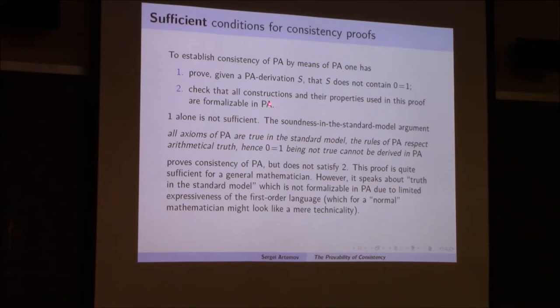One alone is not sufficient. What about 0 = 2 or some other contradiction? It's the same, they're all equivalent. But should you not have to prove that it does not contain all of the contradictions? One is good enough, because if you get one contradiction, you can prove any other contradiction immediately.